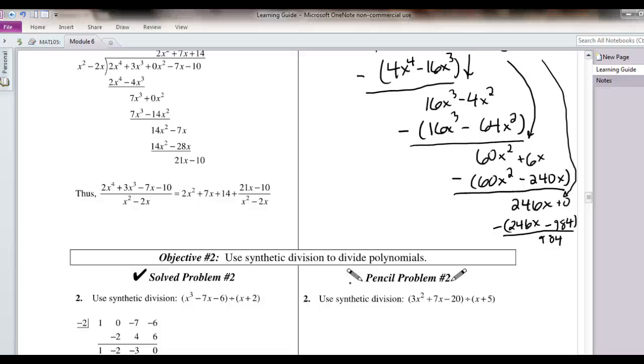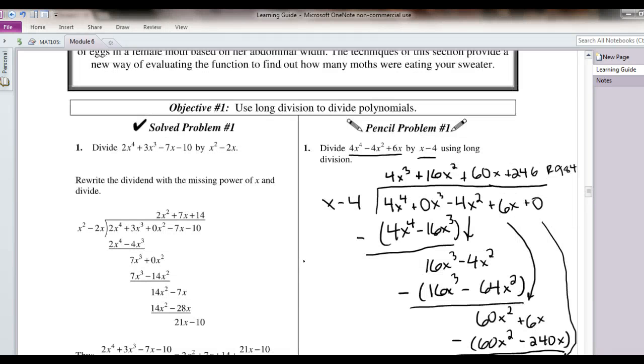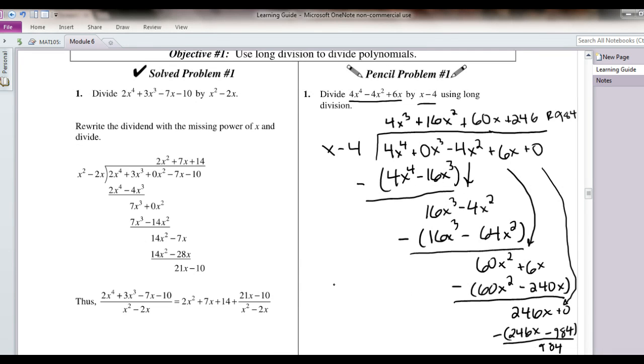Okay, so what does that mean? That means that when you take 4x to the 4th minus 4x squared plus 6x over x minus 4, this really equals 4x to the 3rd plus 16x squared plus 60x plus 246, plus the remainder, which is just the same number over the divisor, 984 over x minus 4. So they didn't give us a lot of room on that one. But that's what it means. Same way they did it over here.